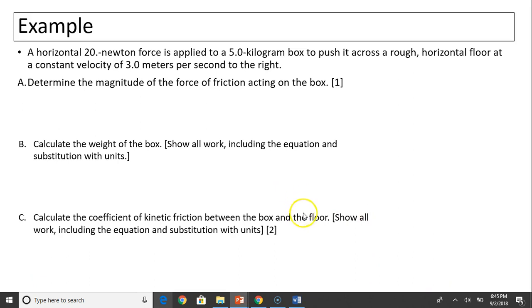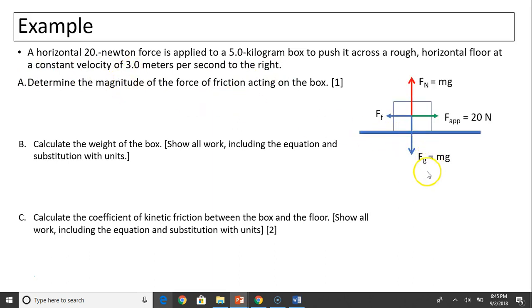Another example. A horizontal 20 Newton force is applied to a 5 kilogram box to push it across a rough horizontal floor at a constant velocity of 3 meters per second to the right. So here a key word is constant velocity. Here is a free body diagram. What does constant velocity mean? That means acceleration equals 0 and the net force equals 0. That means up and down have to cancel, left and right have to cancel.